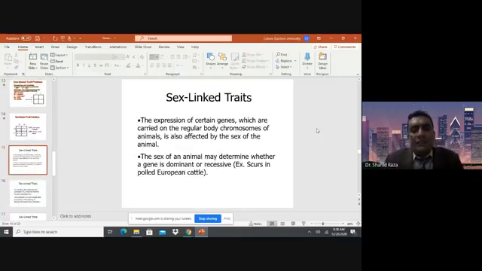Sex-linked traits. The expression of certain genes which are carried on the regular body chromosomes of animals is also affected by the sex of the animal. The sex of the animal may determine whether a gene is dominant or recessive. An example of this occurs in polled European cattle.